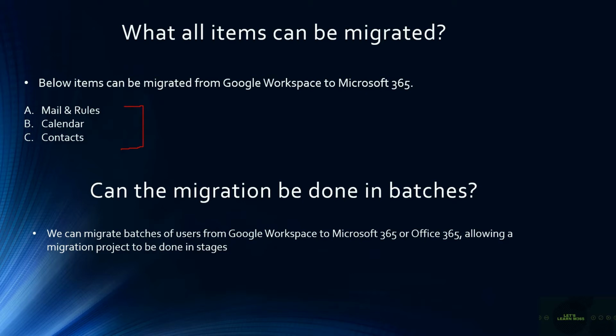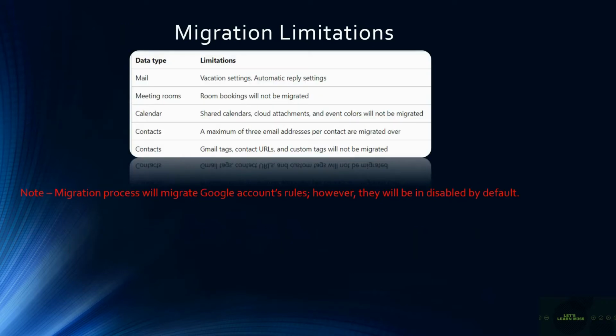Alright, moving on. Now we'll discuss the migration limitations. So here is the complete list of limitations. As we can see, we cannot migrate auto reply settings, we cannot migrate room mailboxes, shared calendars, and if there are any contacts which have more than 3 email addresses, then those cannot be migrated too. Finally, we cannot migrate Gmail tags, contacts URLs, and custom tags.